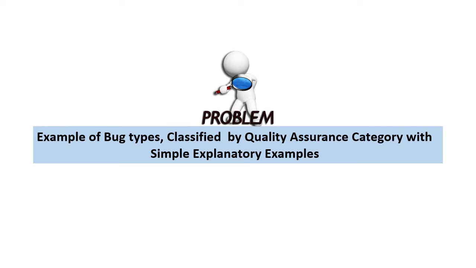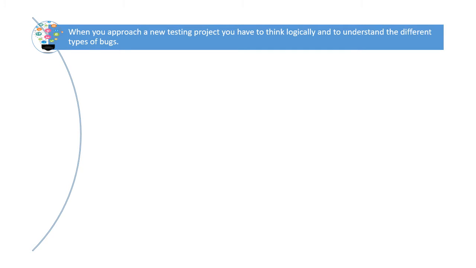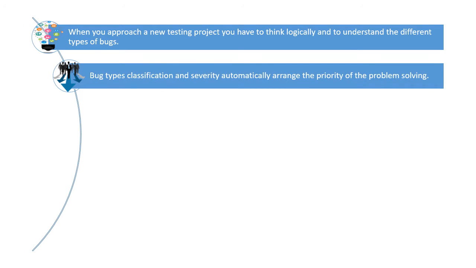In this video, we shall give an example classification. This is an example of classified bugs by quality assurance category with simple explanatory examples. When you approach a new testing project, you have to think logically and to understand the different types of bugs. Bug types, classifications, and severity automatically arrange the priority of the problem solving.